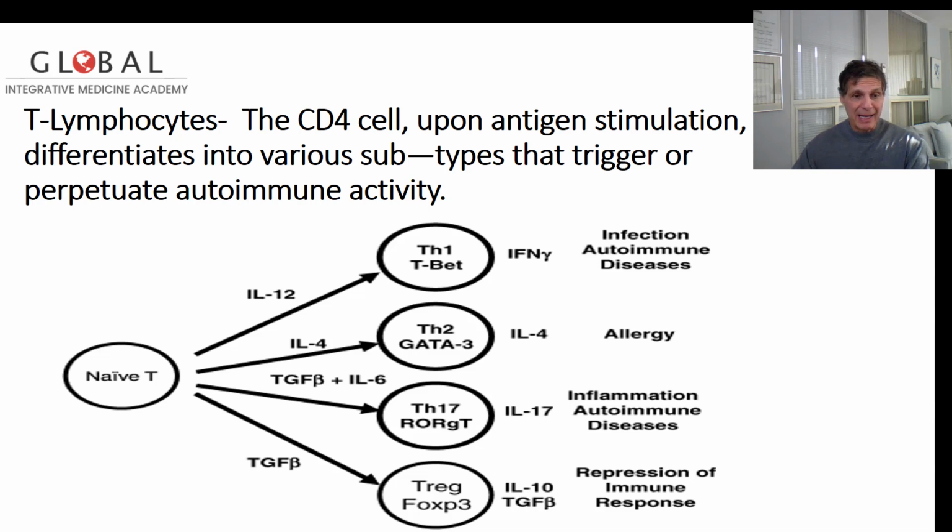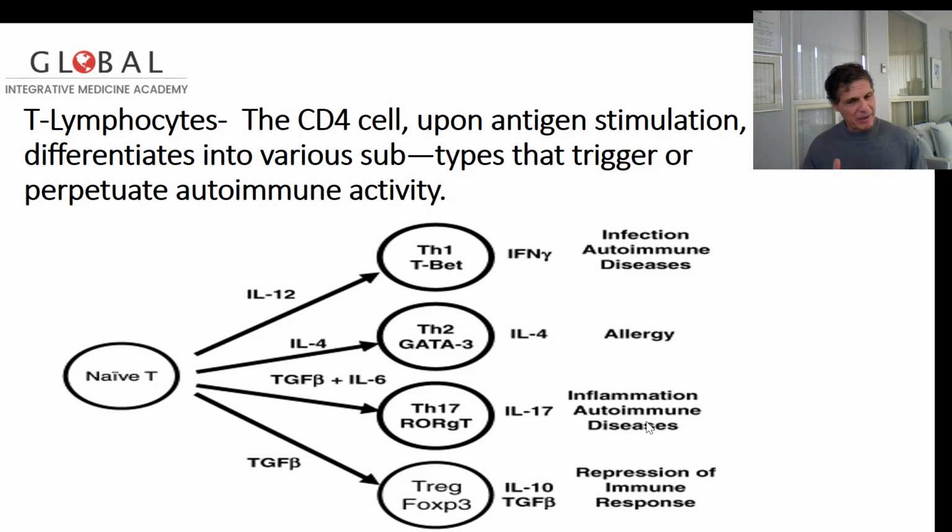So here you see what happens. This is the naive T cell. This would be a CD4 cell that hasn't been prompted. It's just sitting there waiting for stimulation to occur. And then the antigen presenting cells come along. The macrophages, the dendritic cells, the B lymphocytes, these are all antigen presenting cells, and they'll present an antigen. And sometimes the CD4 cell then morphs into a Th17 cell and starts to produce an autoimmune inflammatory response.